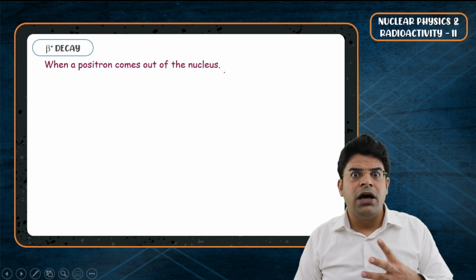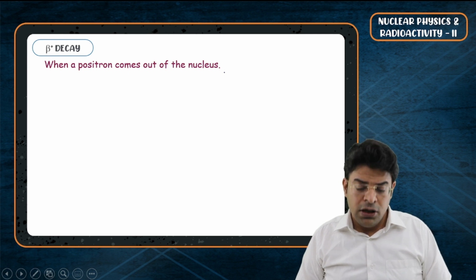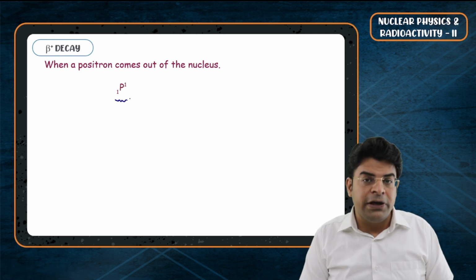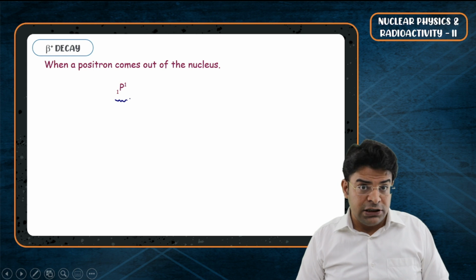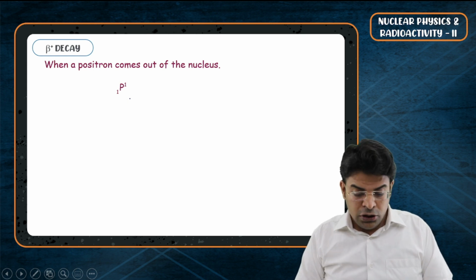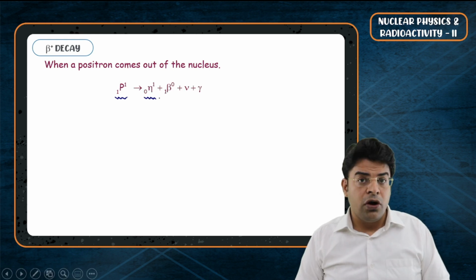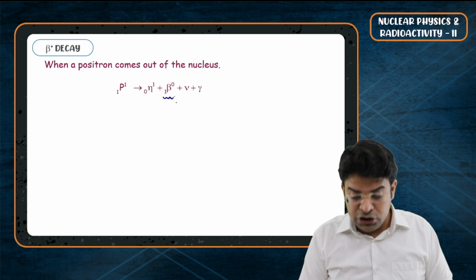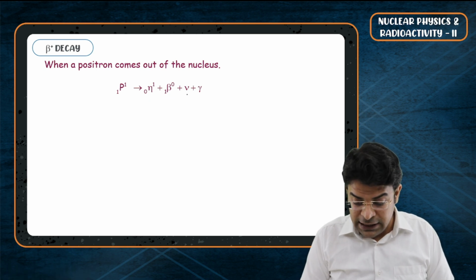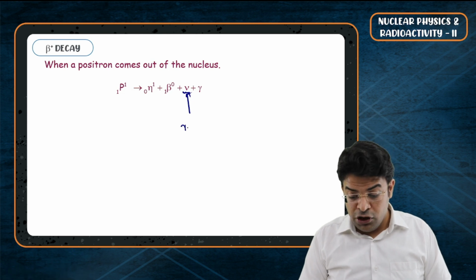Now, sir, how does a positron come out of the nucleus? How is a positron formed? When one of the protons present in the nucleus converts into a neutron, it gives out a positron. So one of the protons present in the nucleus converts into a neutron plus a positron, plus this time one more type of particle has been named, and this particle is called a neutrino.